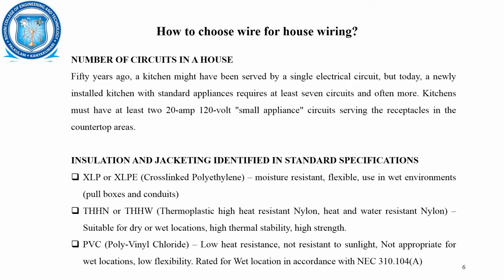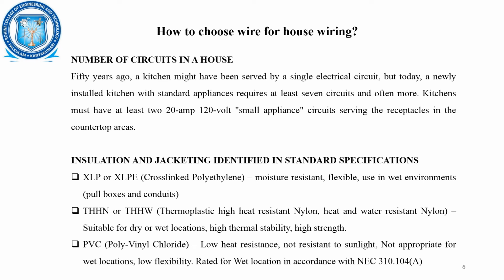And next is insulation and jacketing, and how they are identified in standard specifications. XLP or XLPE is cross-linked polyethylene. It is moisture resistant, it is flexible, and it can be used in wet environments. So that type of insulation can be used.